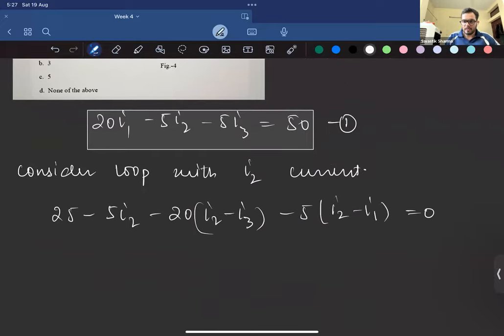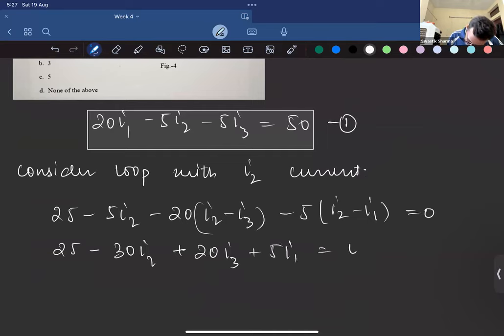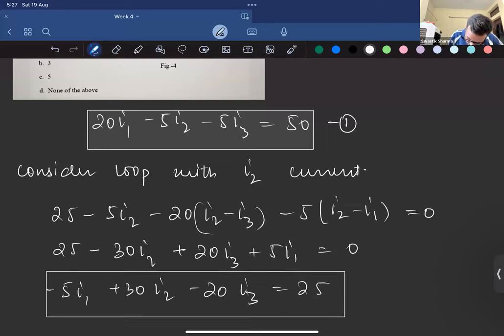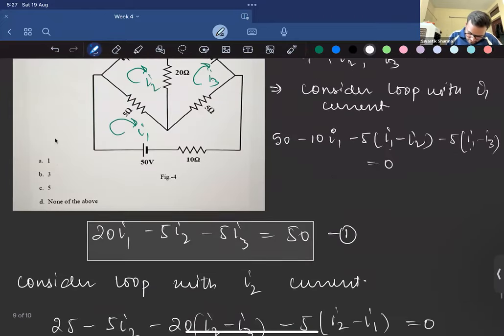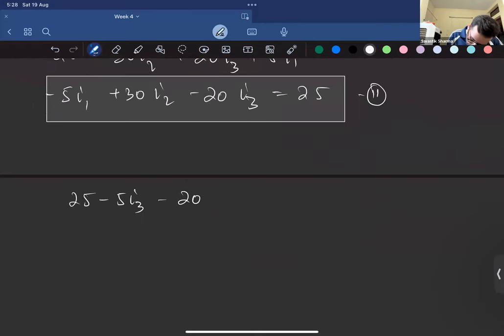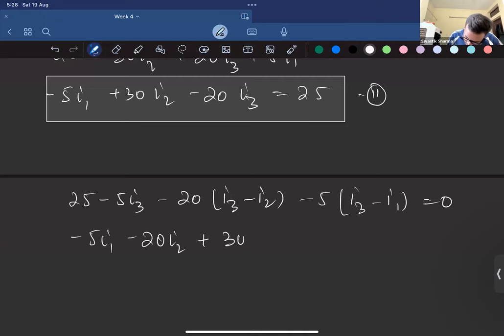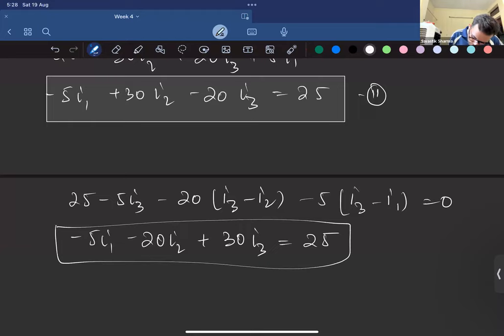You can unmute yourself anytime and let me know if I'm going wrong. So 25 minus 30 I2 plus 20 I3 plus 5 I1 equal to 0. So it would be minus 5 I1 plus 30 I2 minus 20 I3 equal to 25. That's our second equation. Let's write the third: 25 minus 5 I3 minus 20 (I3 minus I2) and minus 5 (I3 minus I1). So it would be minus 5 I1 minus 20 I2 plus 30 I3 equal to 25. Right?